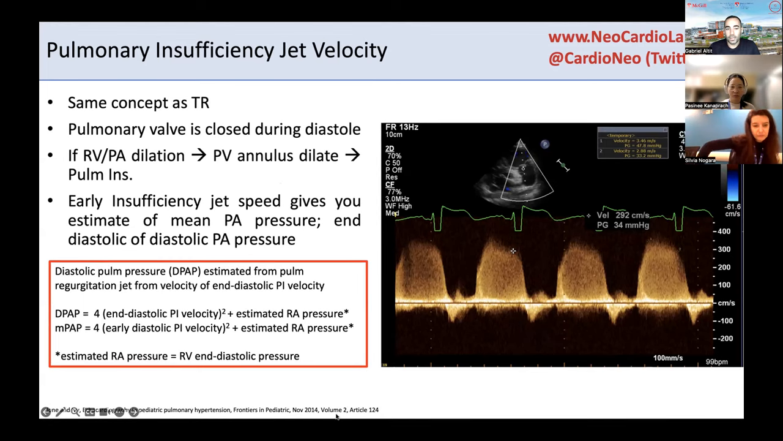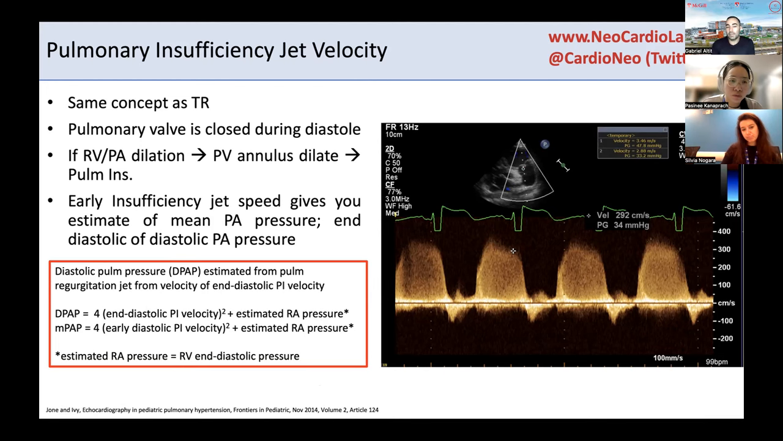From the team of Denver, actually. They have a lot of experience in pulmonary hypertension. So the diastolic pulmonary arterial pressure is using the Bernoulli equation, which is your 4V squared. So you use your end-diastolic velocity, which is here, number two, 2.88. So you get 33 millimeters of mercury of gradient. And you add your RA pressure, which is about 5.